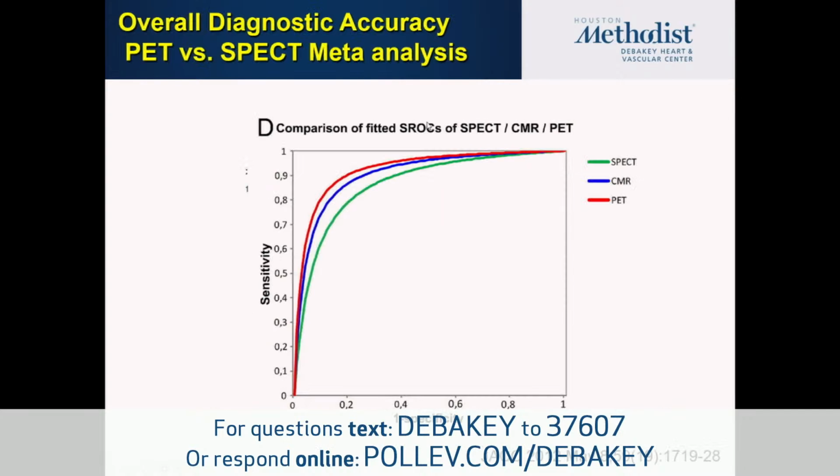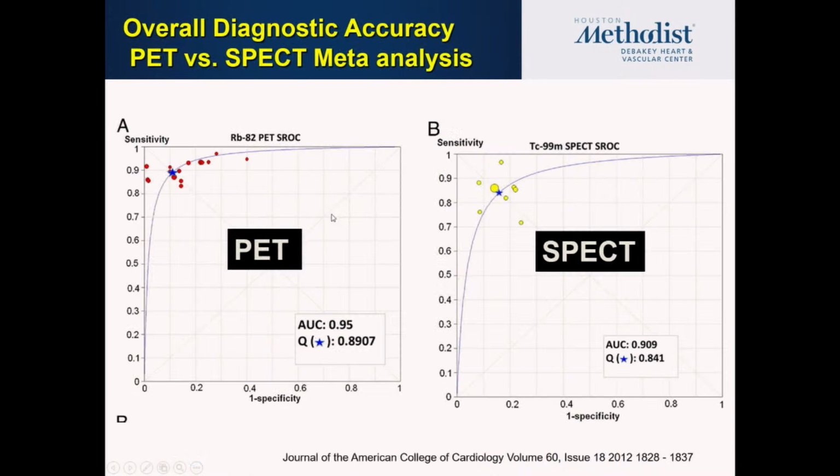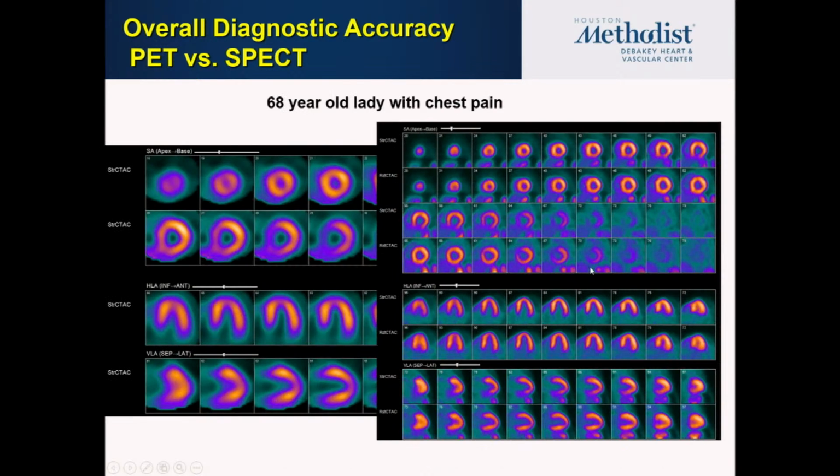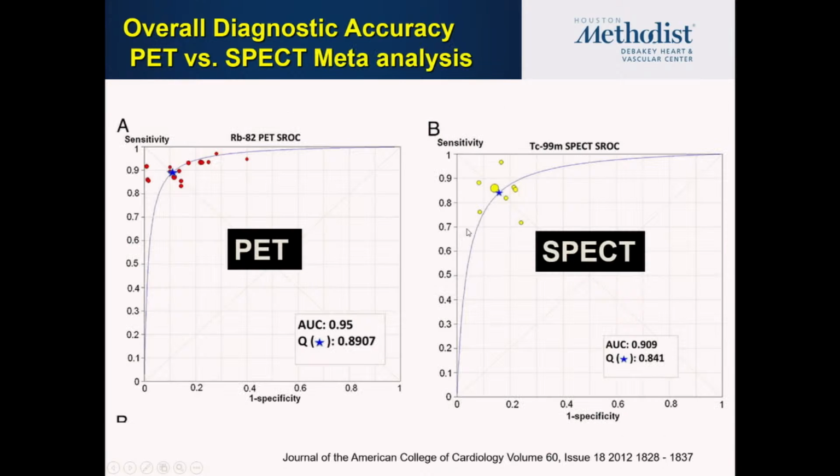In terms of accuracy, PET is probably the most accurate one, and this is even without including the flow data. This is comparing PET to CMR to SPECT, where PET and CMR outperform SPECT, but still the most accurate one is PET imaging. And this has also been confirmed in the meta-analysis, where PET has higher accuracy compared to SPECT imaging, where the AUC is 0.95 versus 0.9.